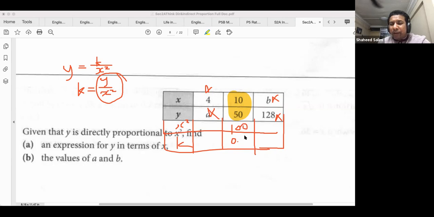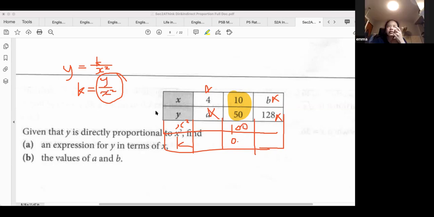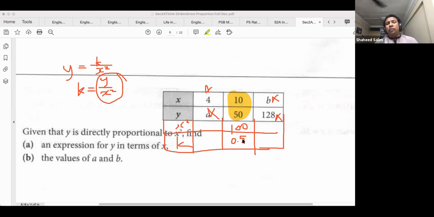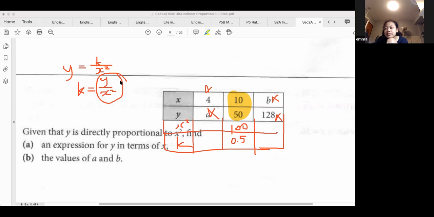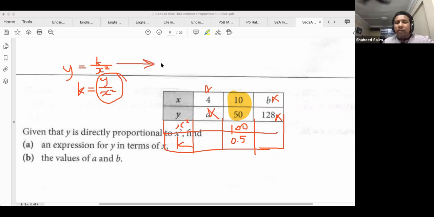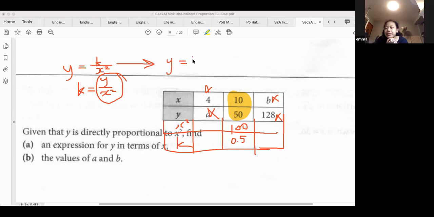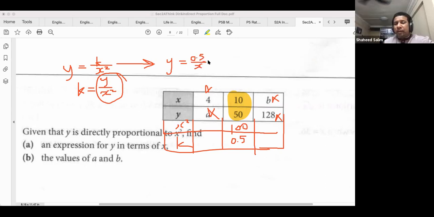Y divided by x squared. 1 over 2. Half lah. 1 over 2 is 1 over 2. Okay, good. So now let us write the formula again. Y equals to 0.5 over x squared. Good.